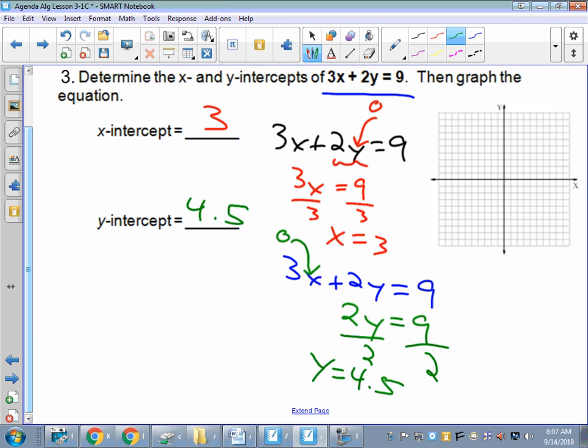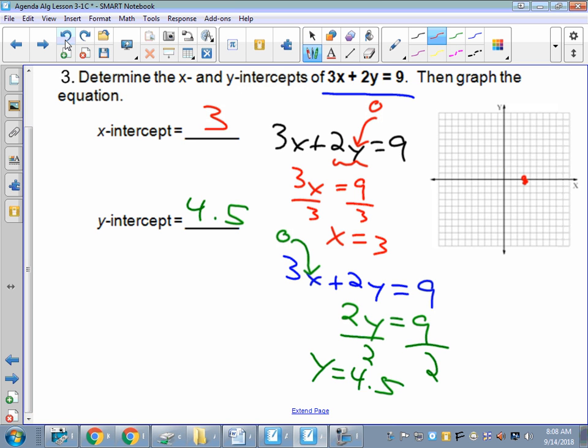All right, so 4.5. Now the next thing was to graph the equation. So we're going to graph it. And remember, we're looking at the x-coordinate. The x-intercept is where it crosses the x-axis. So here is your x-coordinate of 3. Smartboard's a little off. And then your y-coordinate, your y-intercept, where it crosses the y-axis, sorry, would be at 4.5.